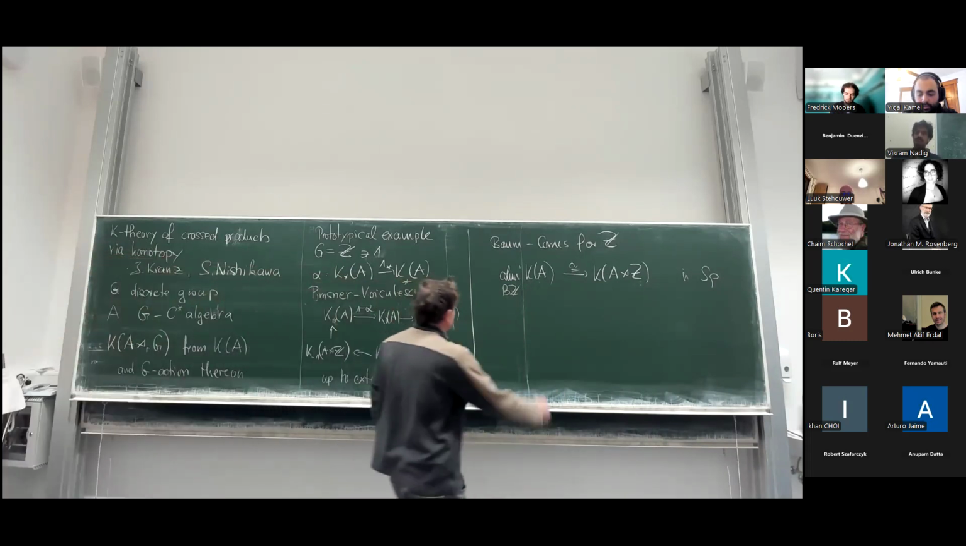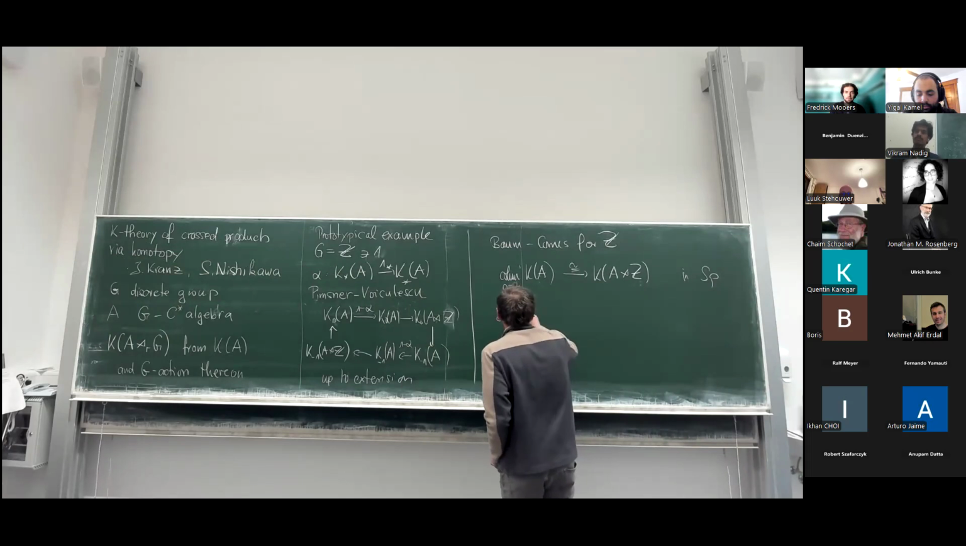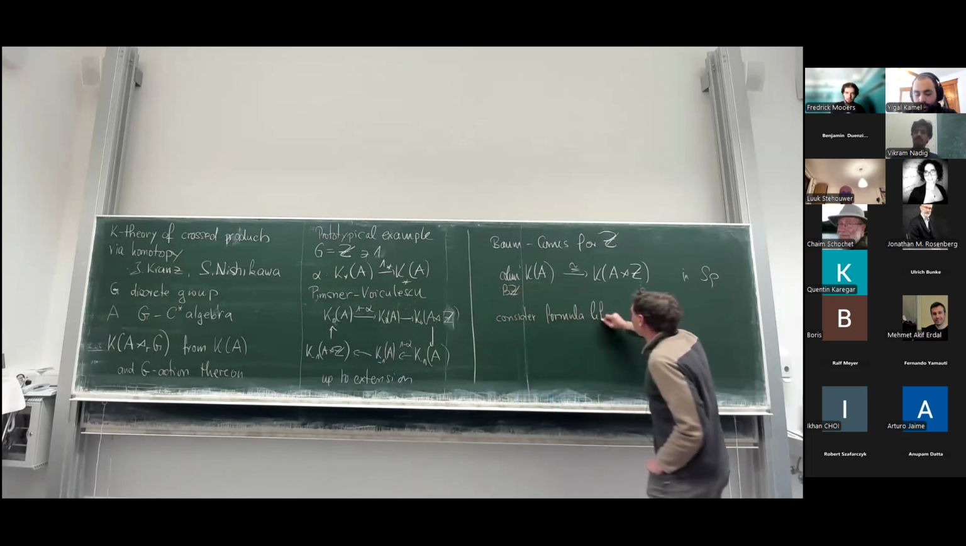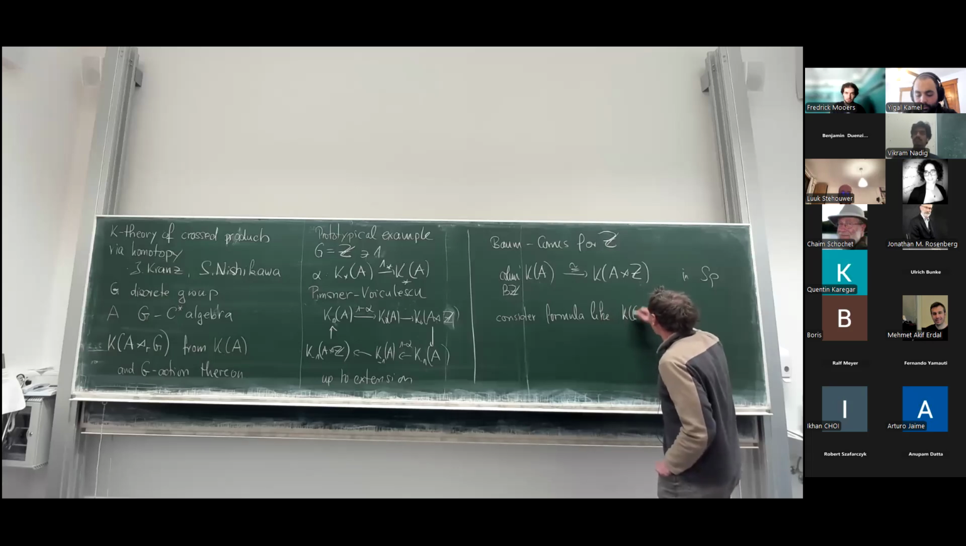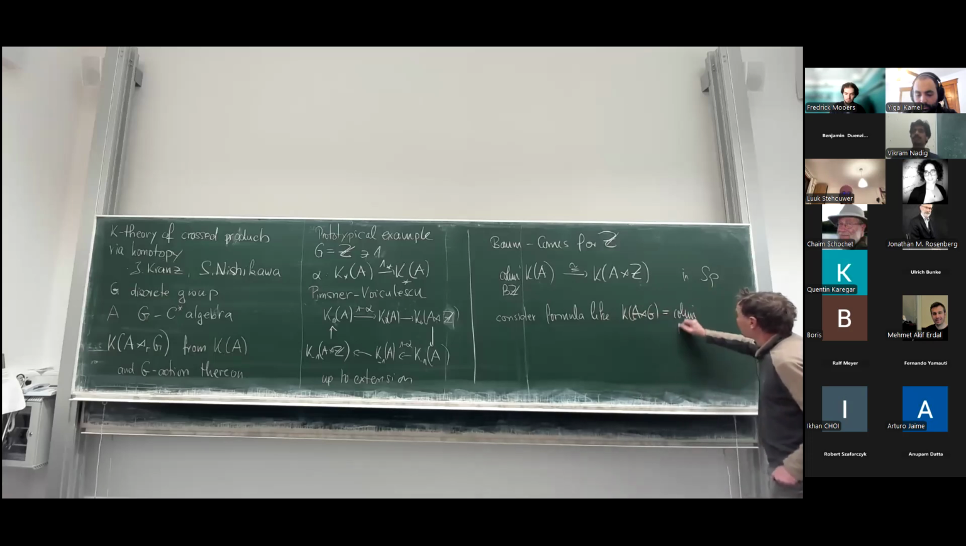So I consider a formula like this: the K-theory of the cross product is the colimit over, for instance, the classifying space of G. This is the same thing as the homotopy G-orbits of K of A. So this is a nice homotopy theoretic formula for the spectrum.